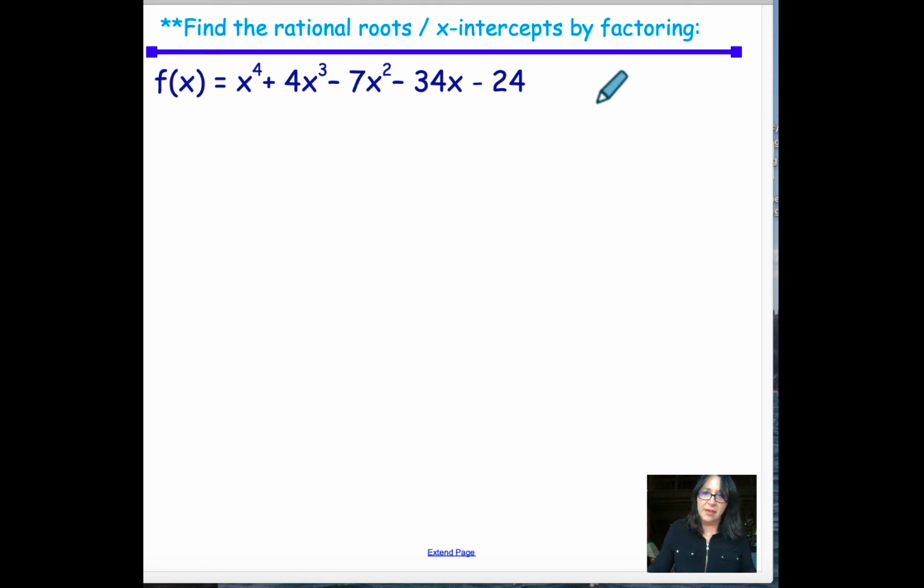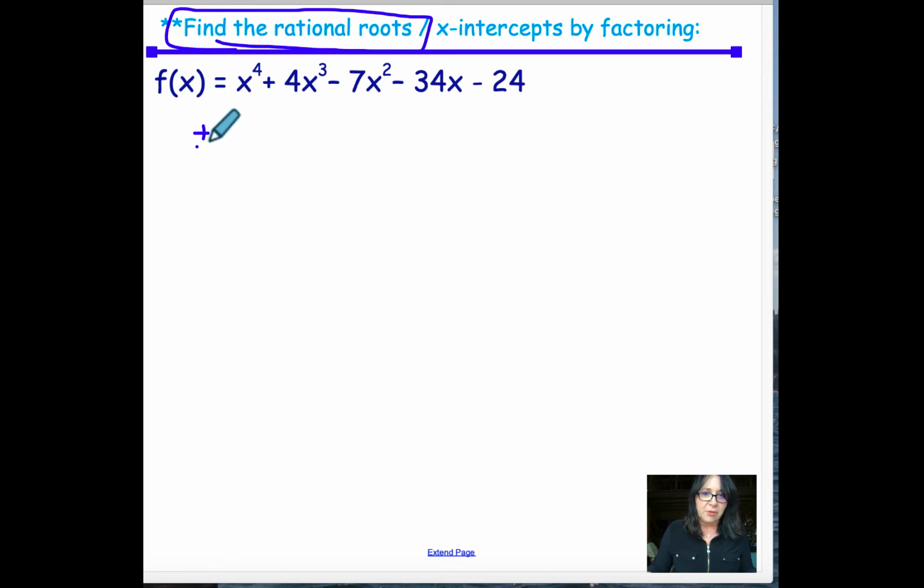Now, this one says, find all the rational roots. So for this, finding the rational roots, I would try 24 over 1.